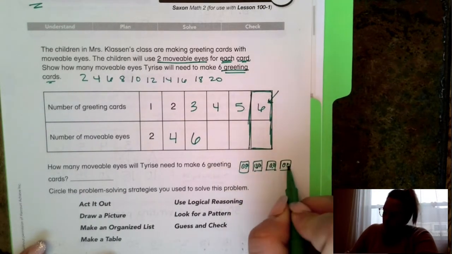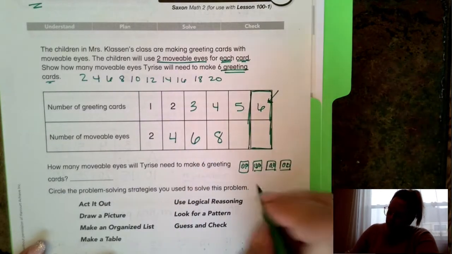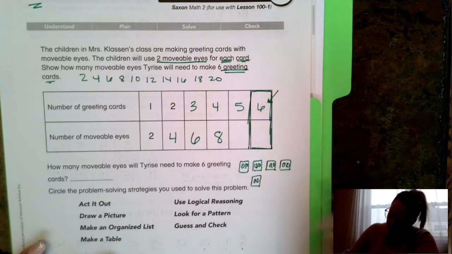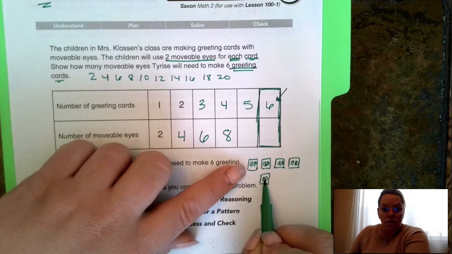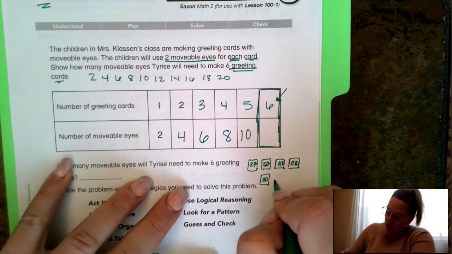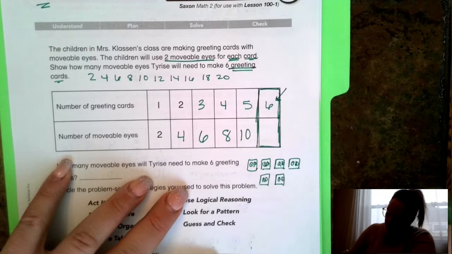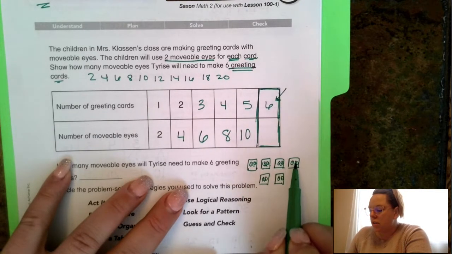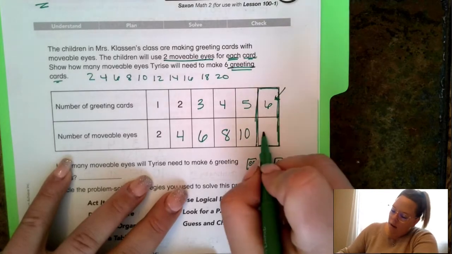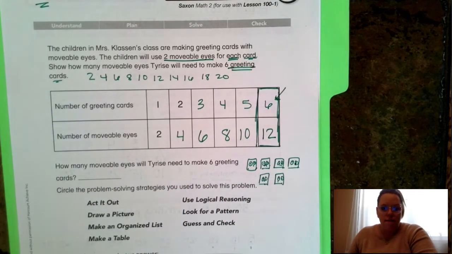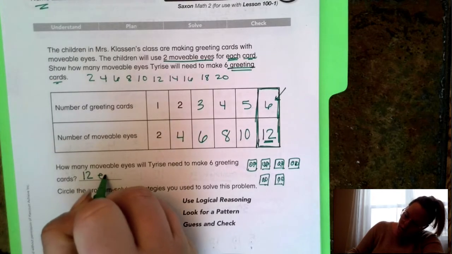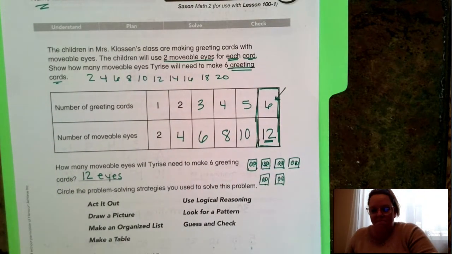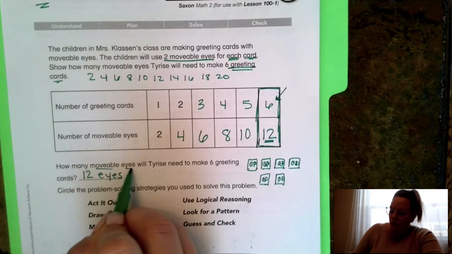2, 4, 6, 8. 5 cards? 2, 4, 6, 8, 10. And a 6th card here. 2, 4, 6, 8, 10, 12. Okay, so how many movable eyes will Tyrese need to make 6 greeting cards? 12 eyes. Or you could write 12 movable eyes.